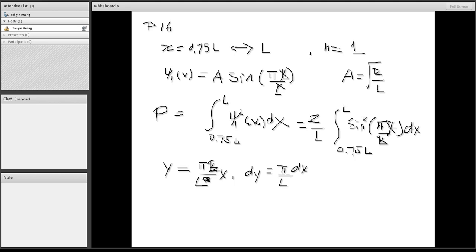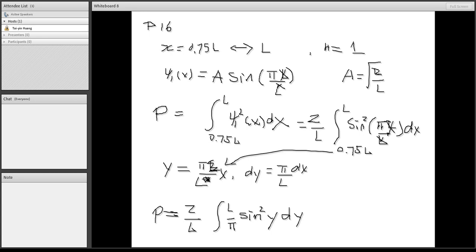Okay, so your probability, so we copy it down, is now 2 over L, and then you have your sine squared. Now within the argument, you replace that by y. And your dx is actually L over pi, and then dy. As I mentioned, when you change a variable, the range has to be changed as well. So when the lower limit is 0.75 L, your x is 0.75 L, so your y now becomes 0.75 pi. And when x is equal to L, your y would just be pi.